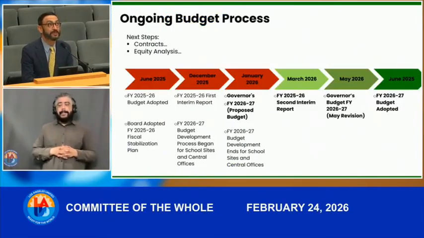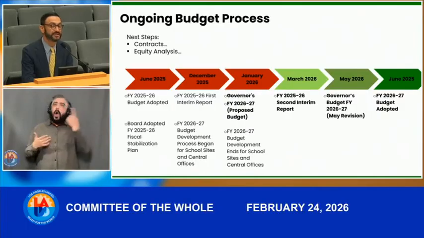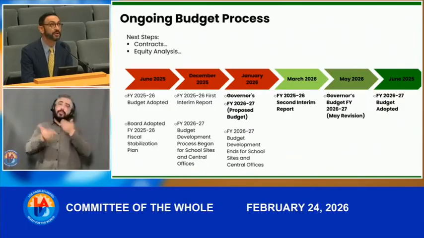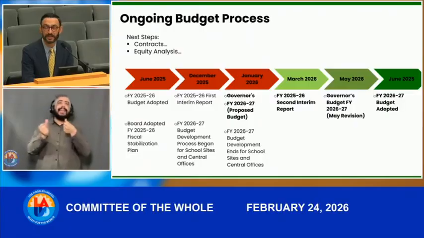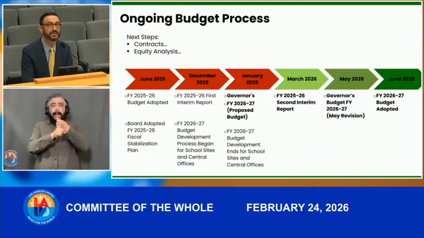So the budget process is, as always, ongoing. Where we find ourselves now is in the end of February. Next steps are, of course, continued analysis, as you've seen here, on contract spending, on non-labor spending, on the impact of different changes in allocations on schools.